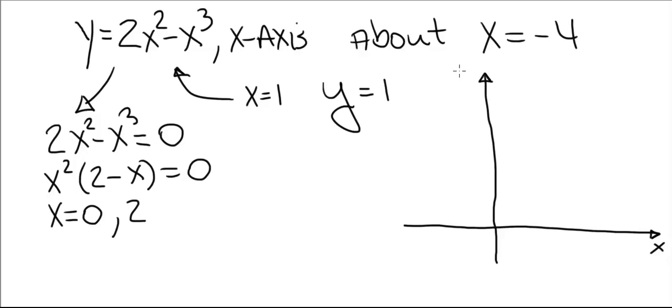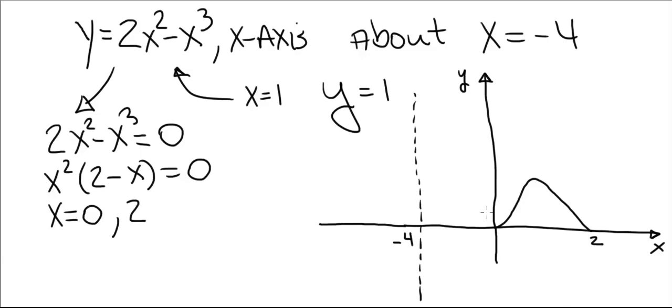This is what the graph roughly looks like. It looks something like this between 0 and 2. So that's 2 and that's 0. Now bring in the axis of rotation. The axis of rotation is this line x equals minus 4.